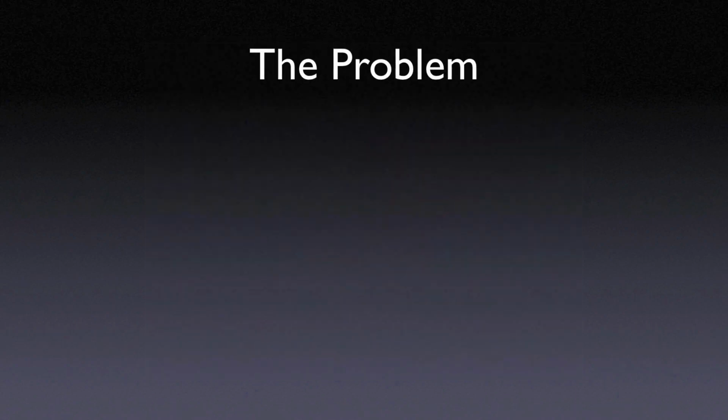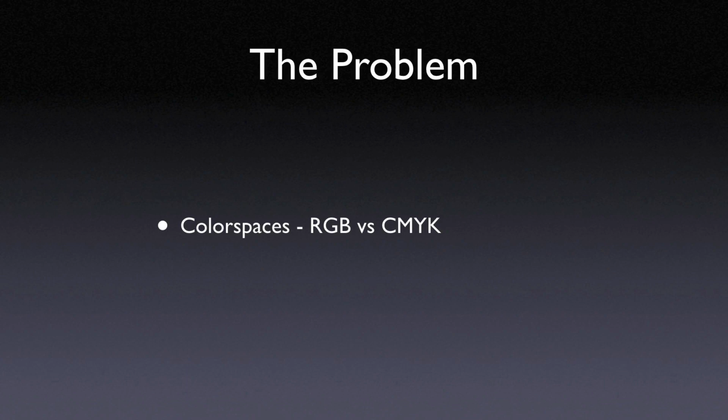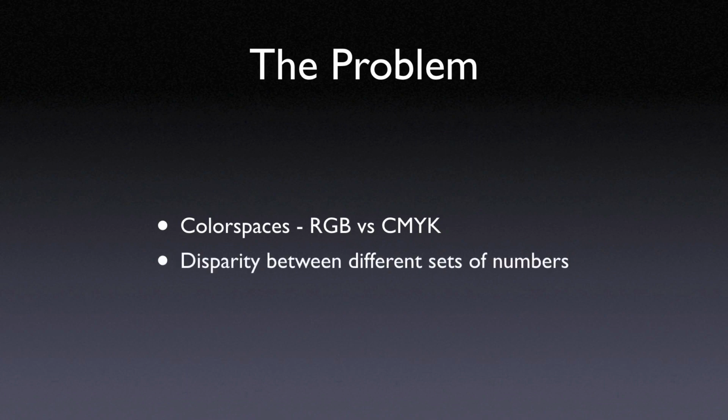The difference between the three sets of RGB numbers and the four sets of CMYK numbers clearly illustrates the problem in converting from one color space into another. It's the disparity between the different sets of numbers that becomes problematic for any meaningful conversion or conversation.